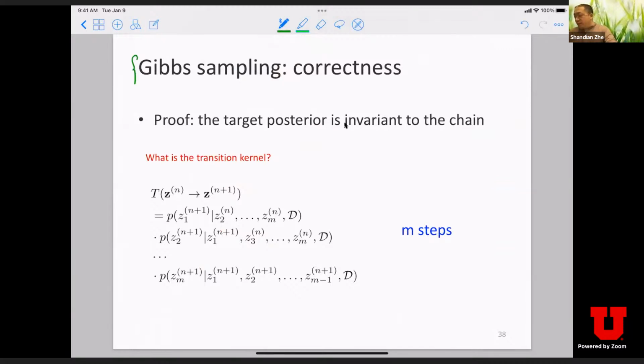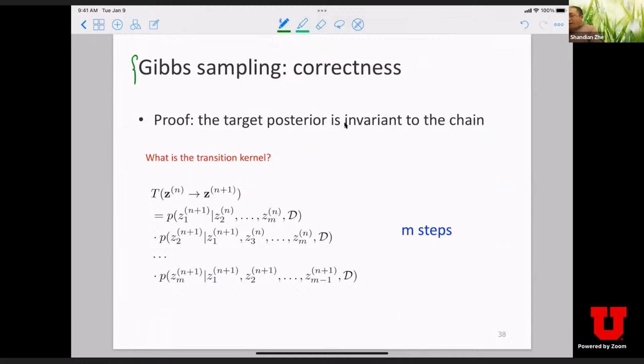So we previously discussed that to construct a valid Markov chain and to get posterior samples, we need to ensure that the target posterior is invariant to the transition kernel of your chain. So we would like to show that it satisfies this condition.